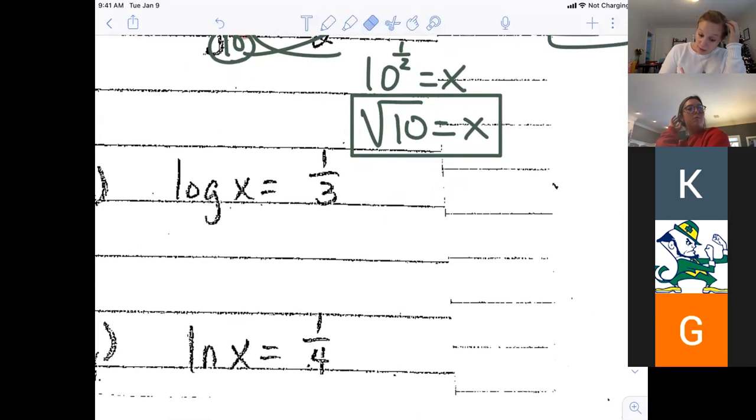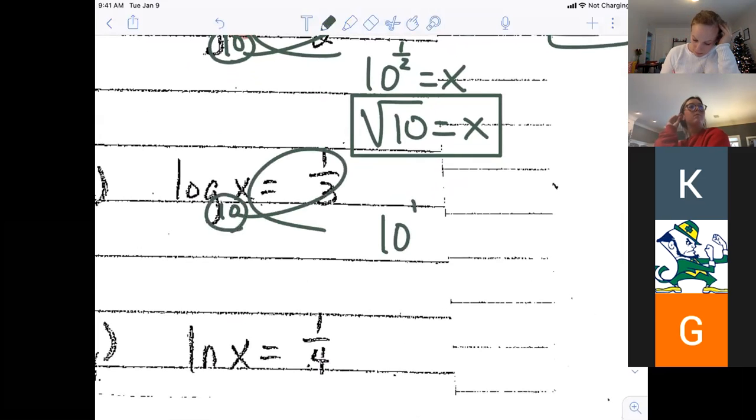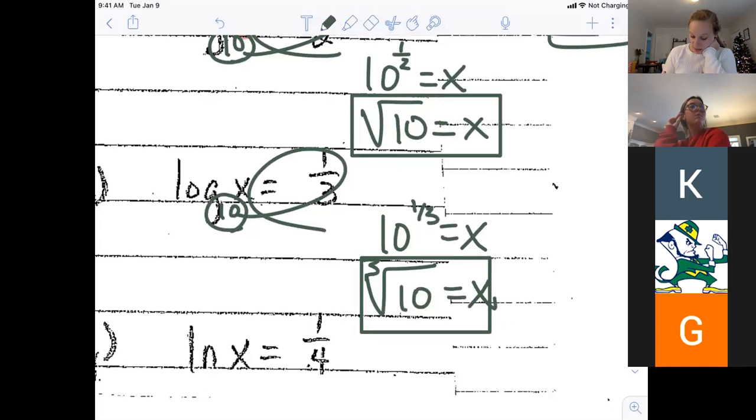Very similar for the next one. Log with no base means it's base 10. Ooh, yuck. Log of x equals 1/3. So 10 to the 1/3 equals x. And if it's raised to the 1/3, that's just the cube root of 10. No need to simplify, and actually we can't simplify.